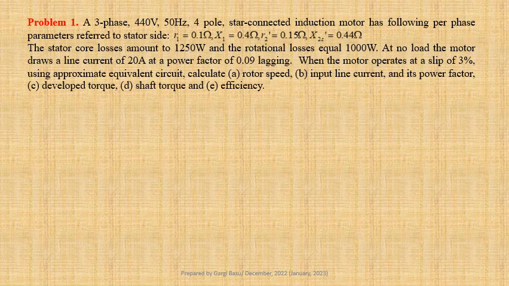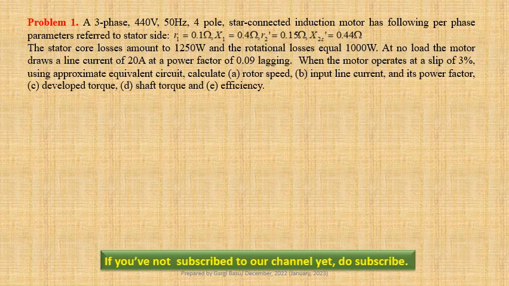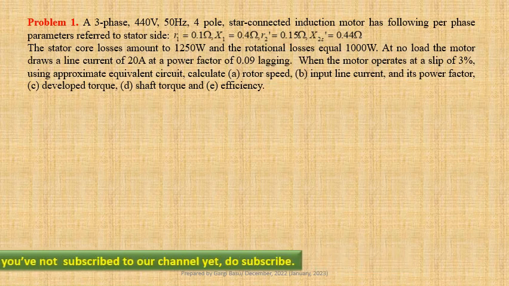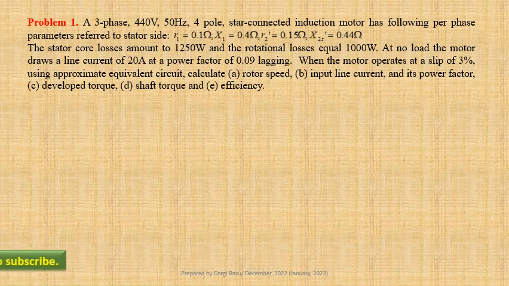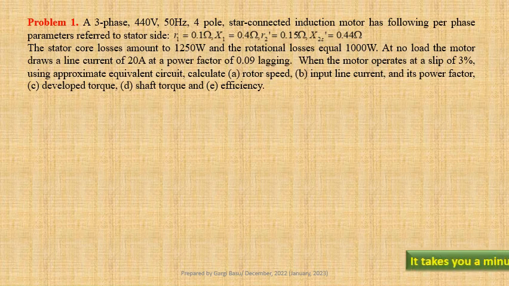A three-phase 440 volt 50 Hz 4-pole star-connected induction motor has following per phase parameters referred to stator side. R1 equals 0.1 ohm, X1 equals 0.4 ohm, R2 dash equals 0.15 ohm, and X2S dash equals 0.44 ohm. The stator core losses amount to 1250 watts and the rotational losses equal 1000 watts. At no load, the motor draws a line current of 20 ampere at a power factor of 0.09 lagging.